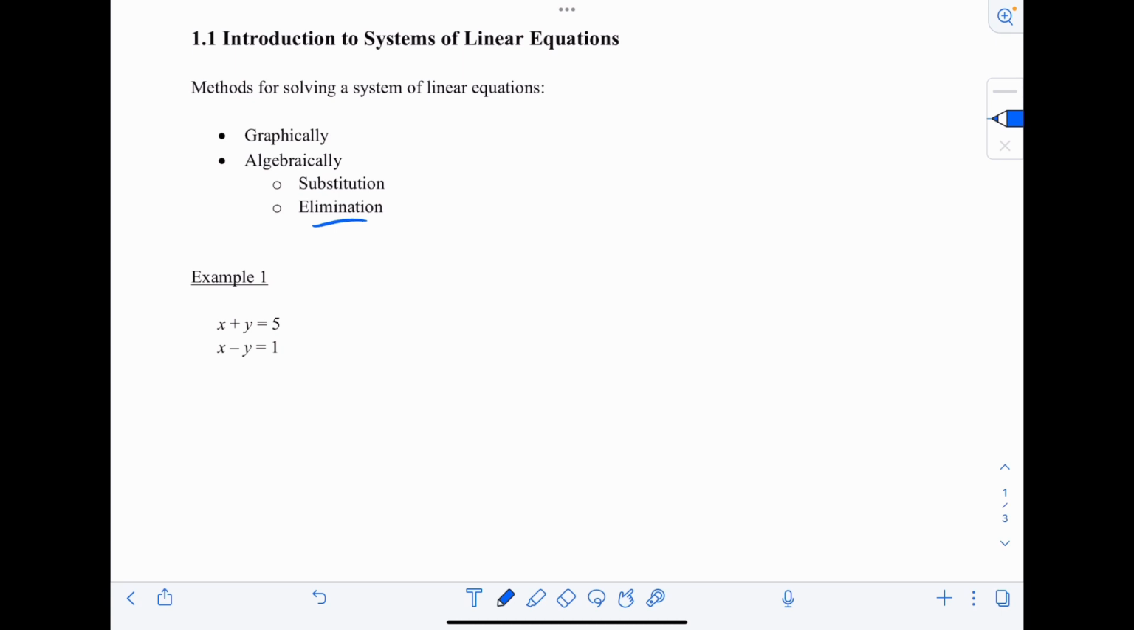So example one, we've got x plus y equals 5, and x minus y equals 1. And just for this first one, I want to remind us how to do all the different types of methods for solving. So the first method is the graphing method.